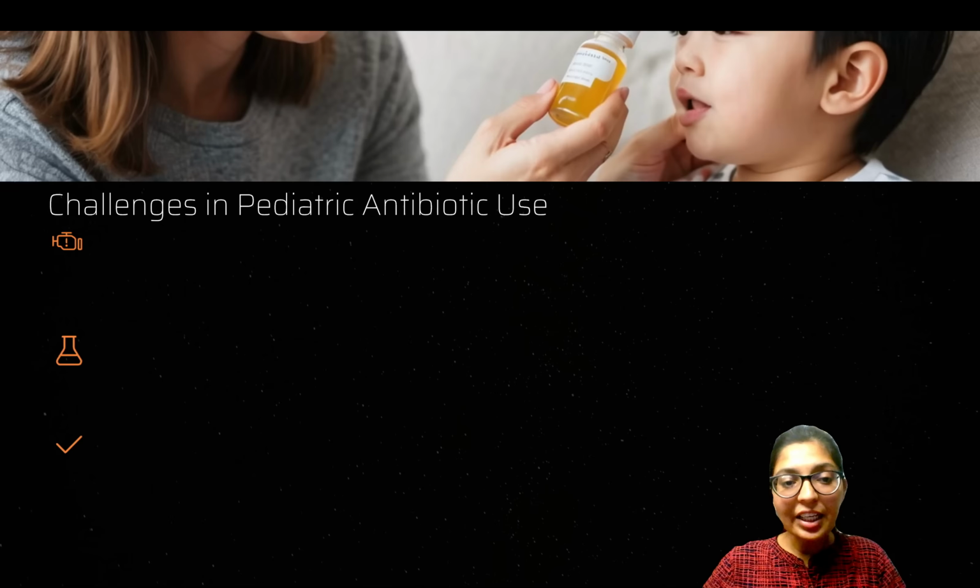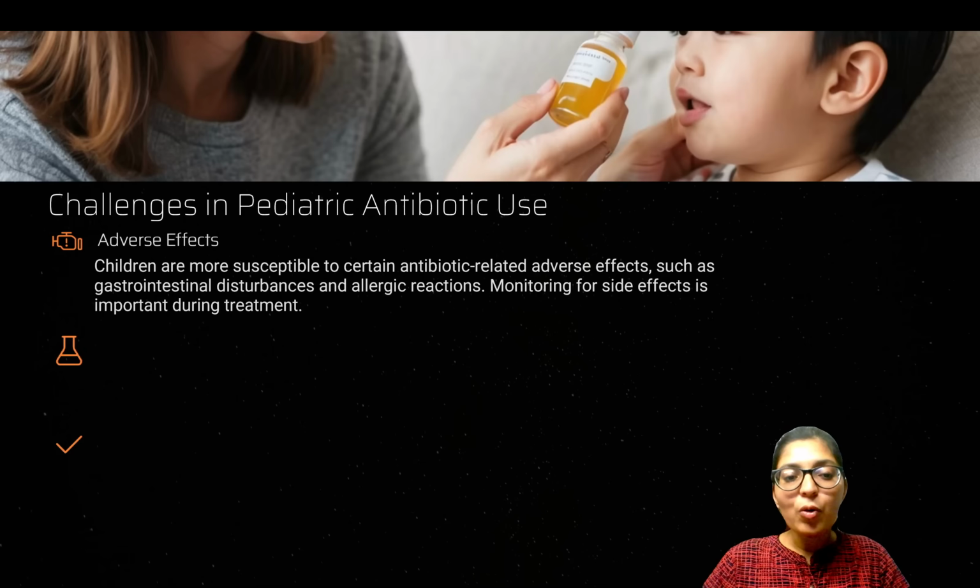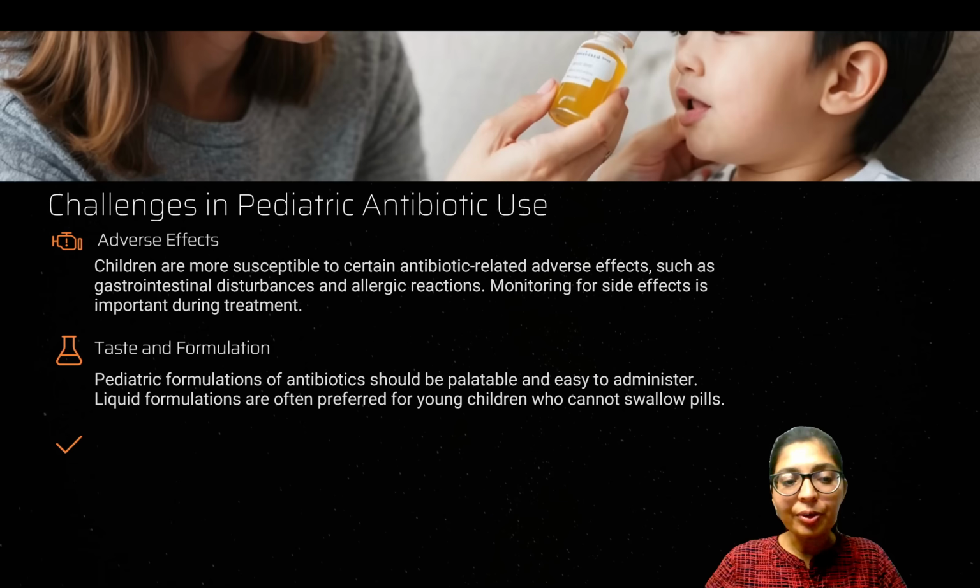Next, challenges which are faced in pediatric antibiotic use. First one is adverse effects. Children are more susceptible to certain antibiotic related adverse effects such as gastrointestinal disturbances and allergic reactions. We have to monitor for side effects. Next one is taste and formulation. Pediatric formulations of antibiotics should be palatable and easy to administer. Liquid formulations are often preferred for young children who cannot swallow pills.